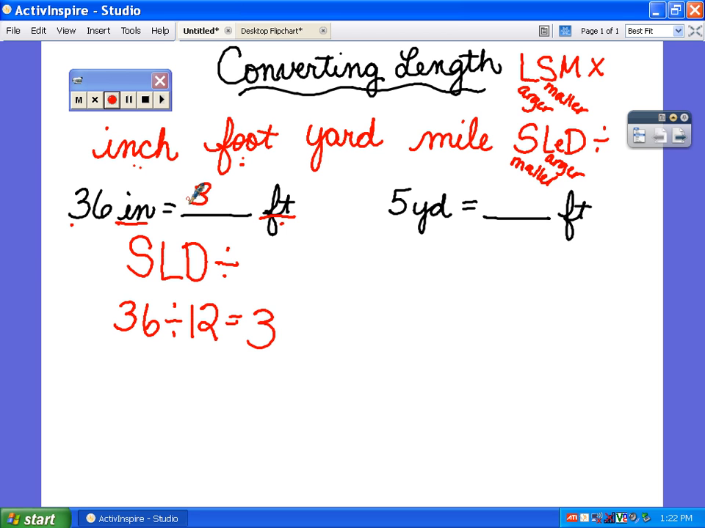Let's look at our next problem. We've got yard to feet. Show me a yard. That's your leg. Show me a foot, which is your forearm. Show me a yard. And then a foot. What are we doing? Multiply. So let's set it up, 5 times.